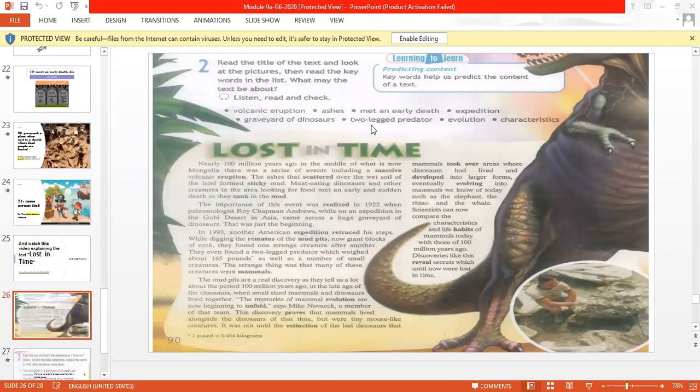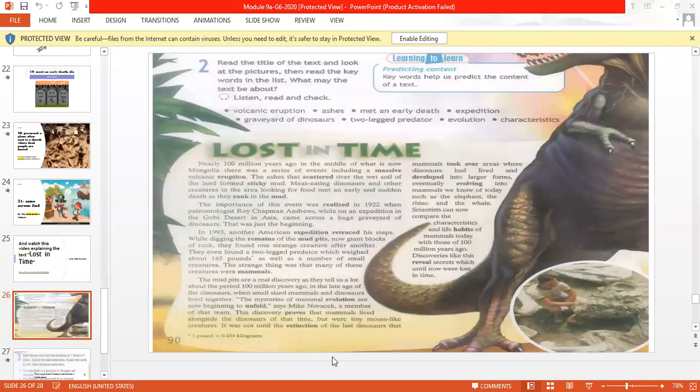I'm sorry, I'm just checking the chat too. Okay. So the mysteries of mammal evolution are now beginning to unfold, says Mike Novick, a member of the team. So they try to retrace the mammals' evolution. The discovery proves that mammals lived alongside the dinosaurs of that time, but were tiny mouse-like creatures. So the mammals, grade 6, at this time, were tiny mouse-like creatures. They were like mice at this time.